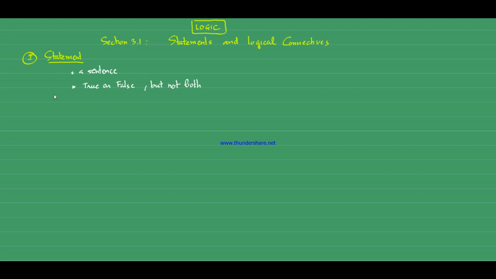For example, example number 1. I can create a statement like this: the moon is revolving around the earth. That is my statement. What do you think? Do you think this statement is true or false? Of course this statement must be true, right?